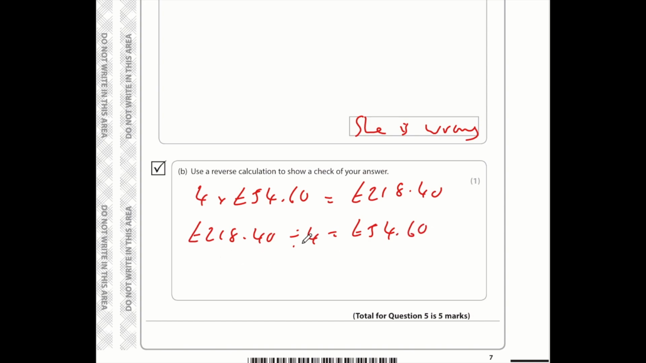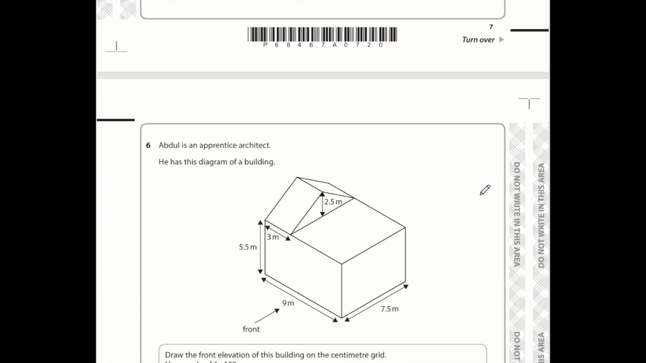I don't know why you do division to check a multiplication question, given that most people find division much more complicated than multiplication. Seems like the wrong way around to do it. Or we could do £218.40 divided by £54.60 just to check that we get 4, and of course, since these calculations are correct, then this calculation is correct as well.